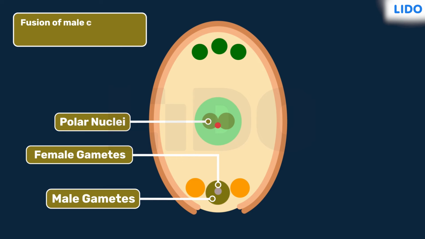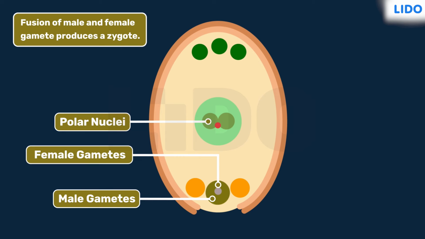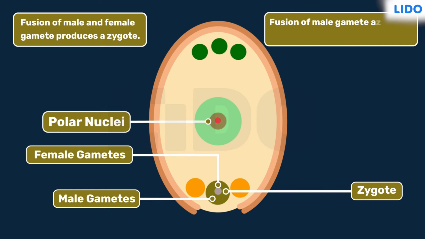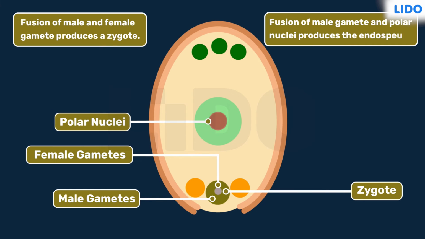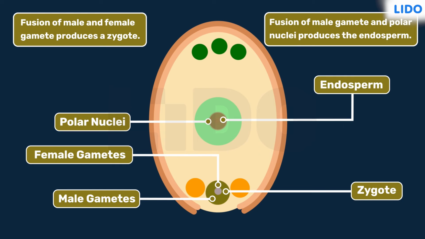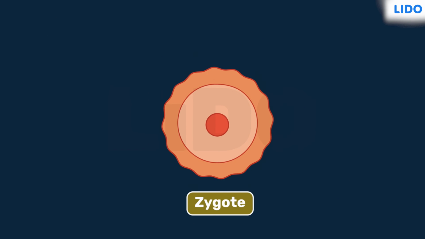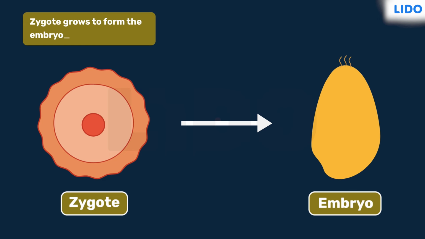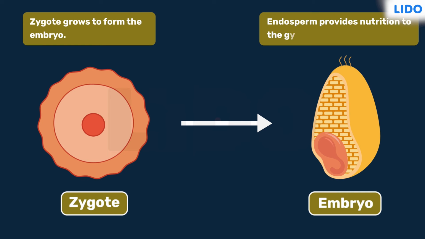The fusion of male and female gametes results in the formation of a zygote, whereas the fusion of the second male gamete and the polar nuclei results in the formation of an endosperm. The zygote divides continuously and grows to form an embryo. The endosperm serves as a source of food for the embryo.